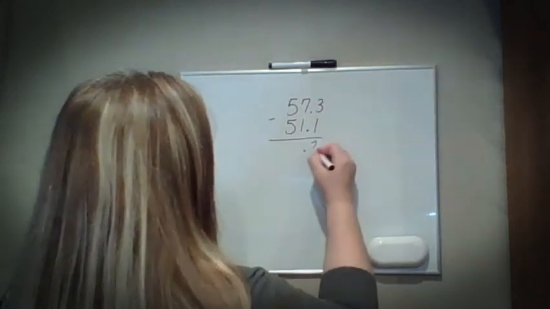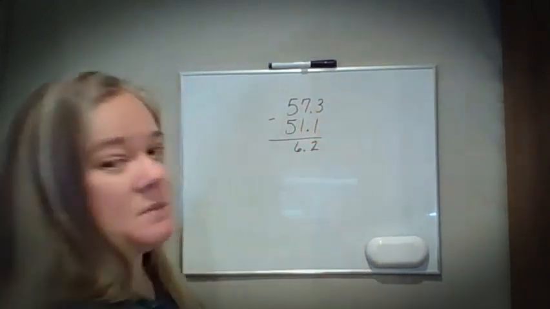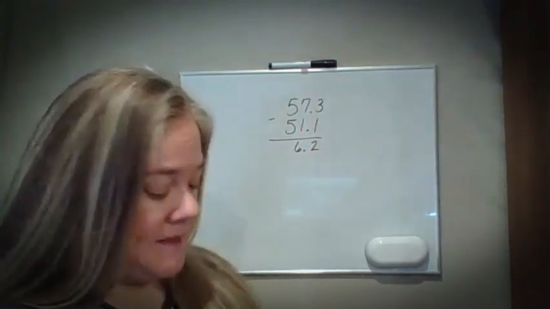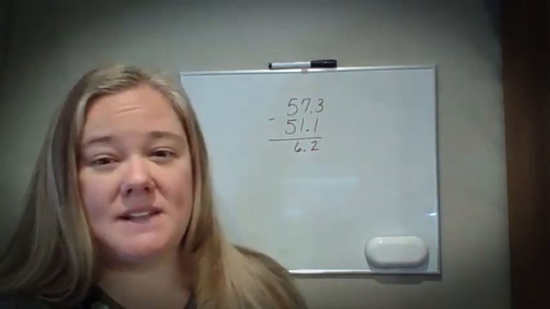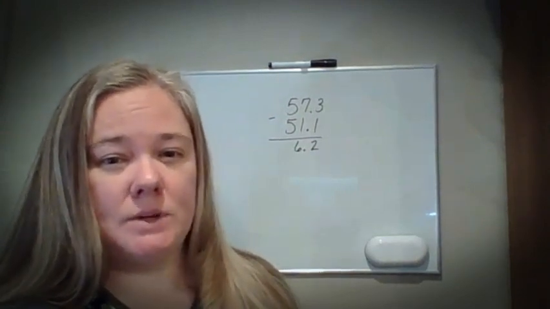3 minus 1 is 2. 7 minus 1 is 6. So the difference between Seth and Michael is 6.2 seconds. So Michael finished faster than Seth by 6.2 seconds.